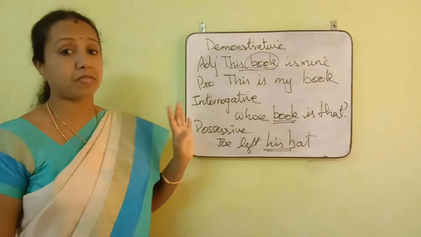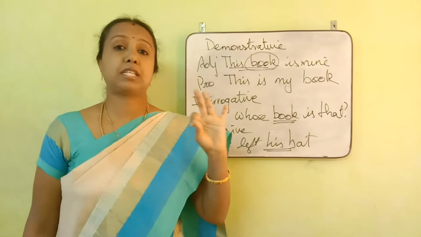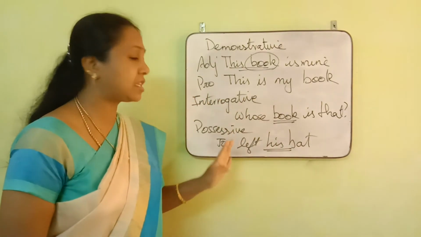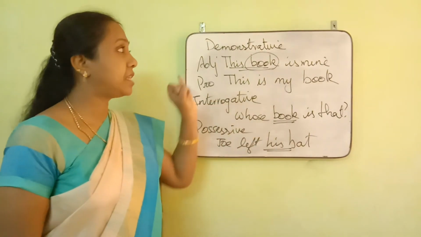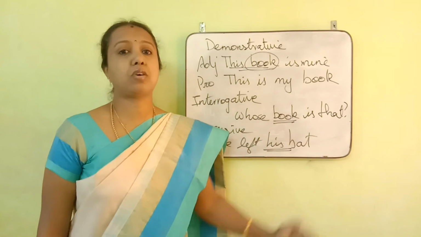So adjectives are of 6 types: adjective of quality, adjective of quantity, adjective of number, interrogative adjective, possessive adjective and demonstrative adjective. So these are the adjectives we saw in this class.